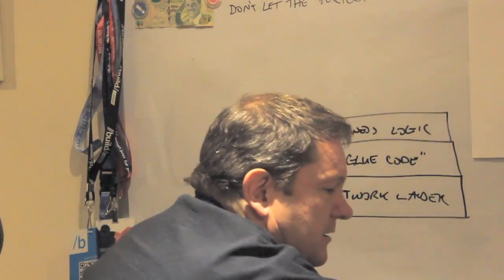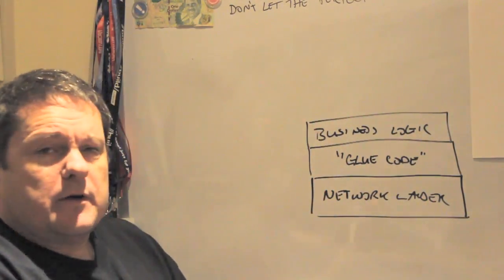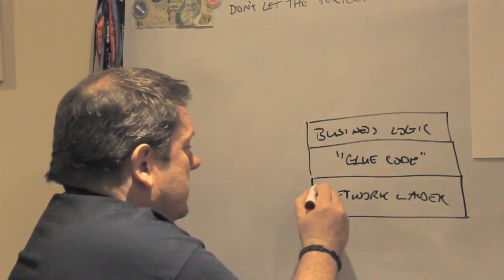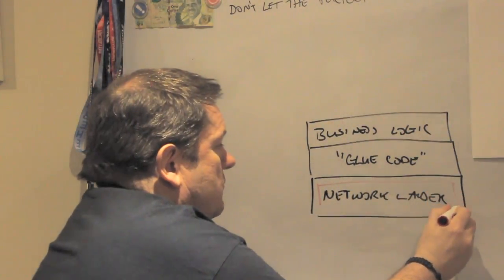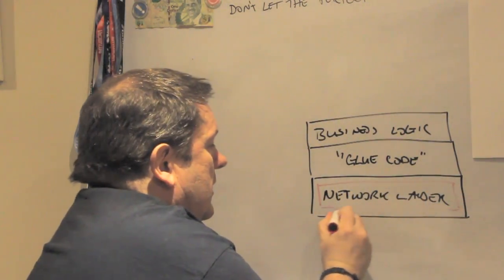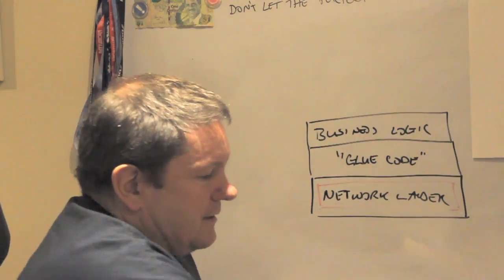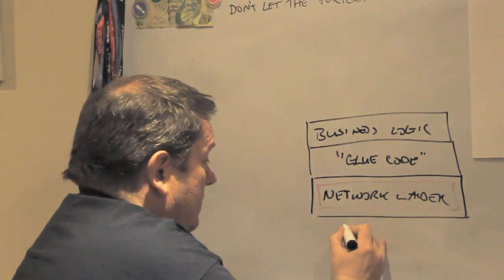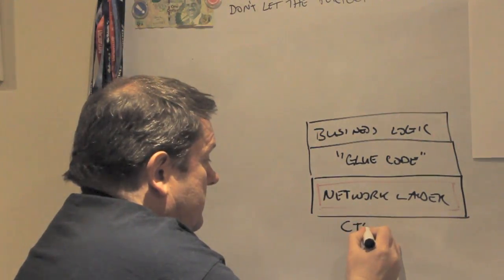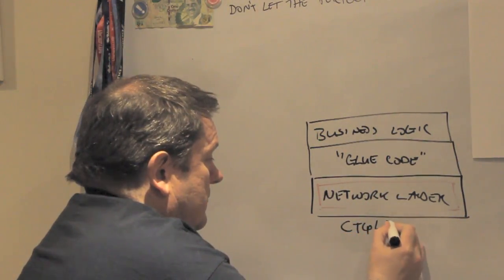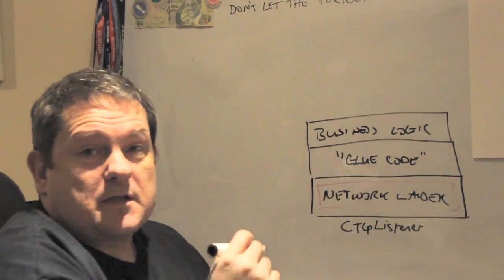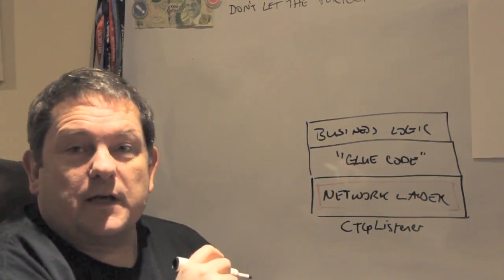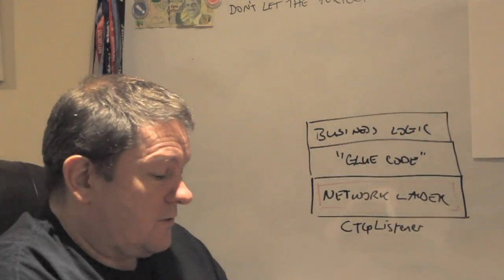But what we're interested in today is this layer here. So we are going to build, and my pen's running out, a C++ client, which we're going to call TCP Listener, because that's what it's going to do. It's going to listen for a connection, and when it gets a connection, it's going to do something.